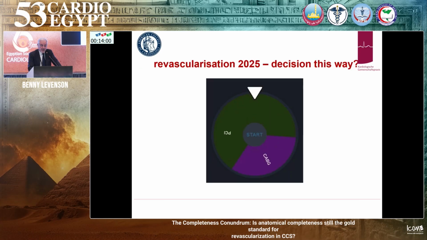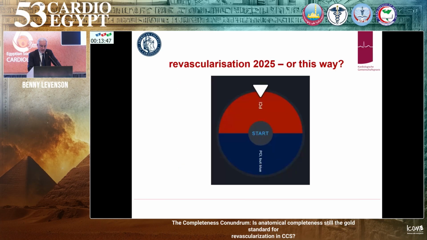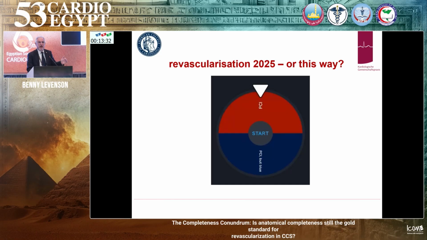Now the question in 2025 is which decision to make. And we're turning the wheel and it says, well, of course, PCI. Or this way. Now it doesn't turn. Let's try. Yes, it's turning. So is the first slide the right one? Or is this the right one? Again, telling you PCI, but.